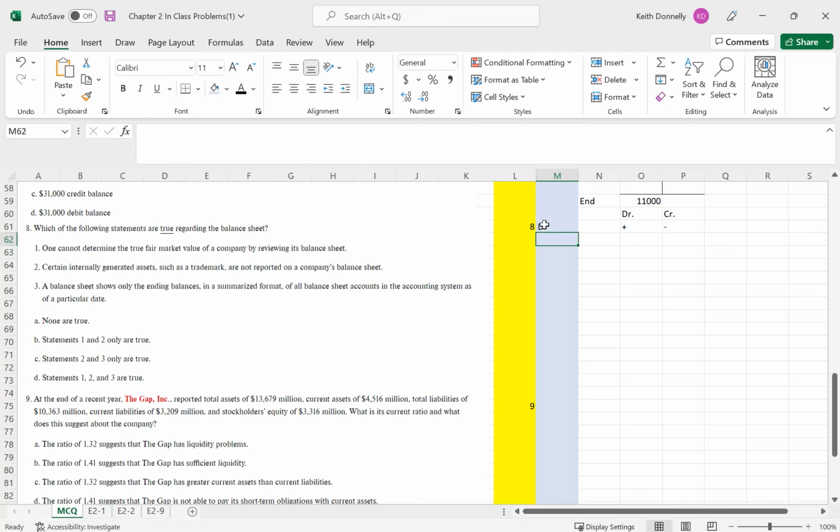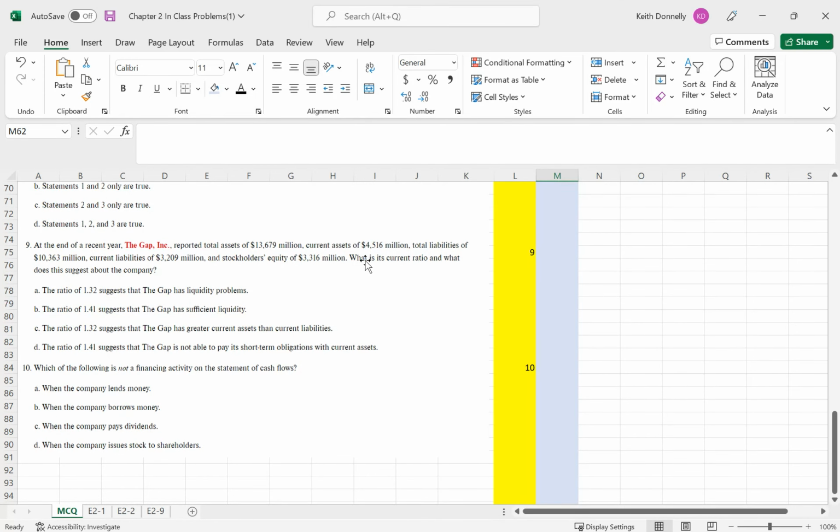Second, certain internally generated assets, for example trademarks, are not reported on the balance sheet. That's true. We'll learn about that at a later point in this course. And third, essentially it's saying a balance sheet is prepared at a point in time. That's true, right? So D, all of the above, are true.